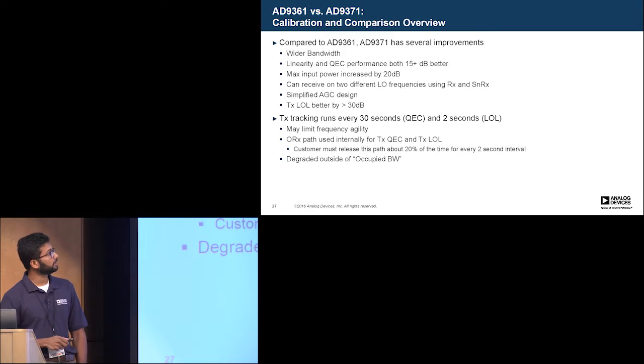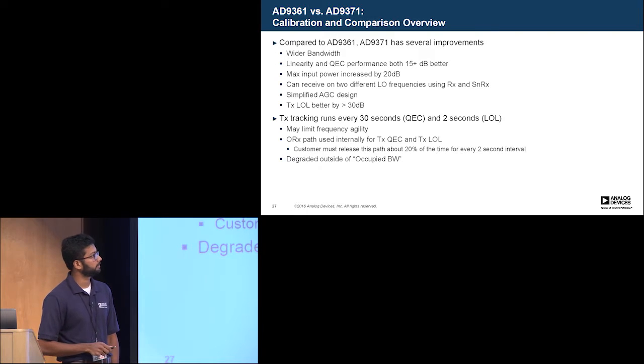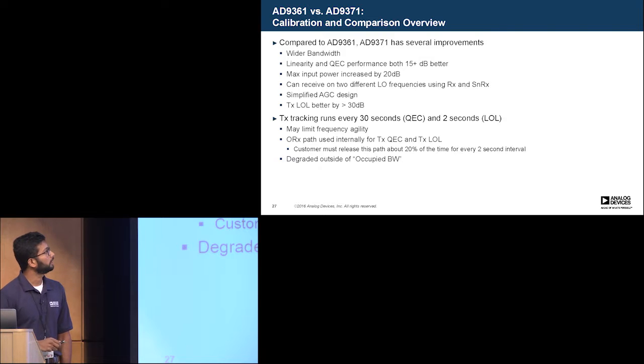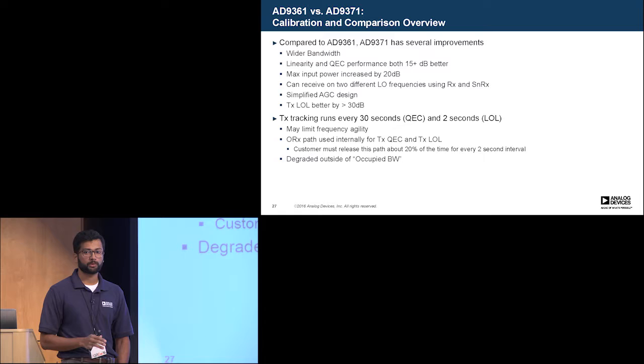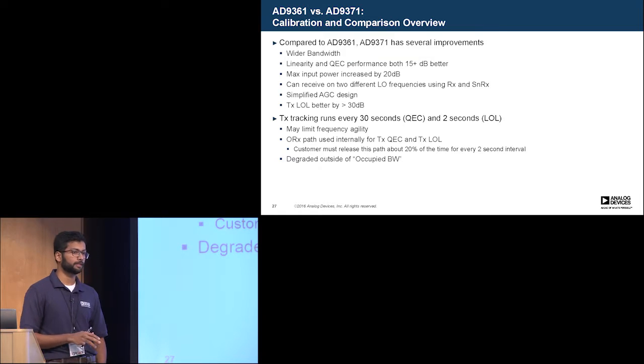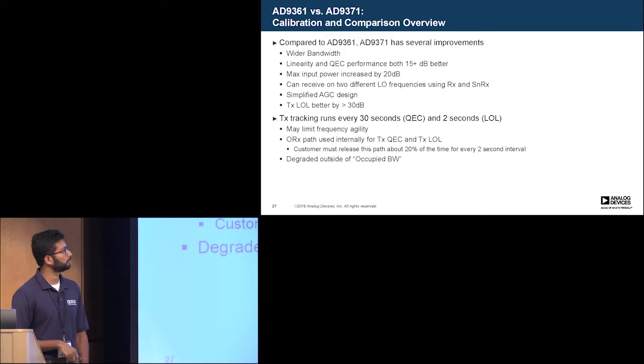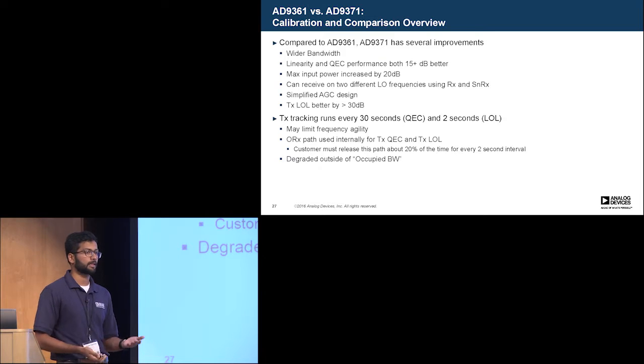You have the QEC tracking that runs every 30 seconds. The LO leakage runs every 2 seconds. This is something that you might want to consider if you're switching from the 6.1 to the 7.1 in terms of frequency agility. Also, the lack of maybe the fast lock profiles is something that you want to think about. Like I said, it's again about trade-offs.